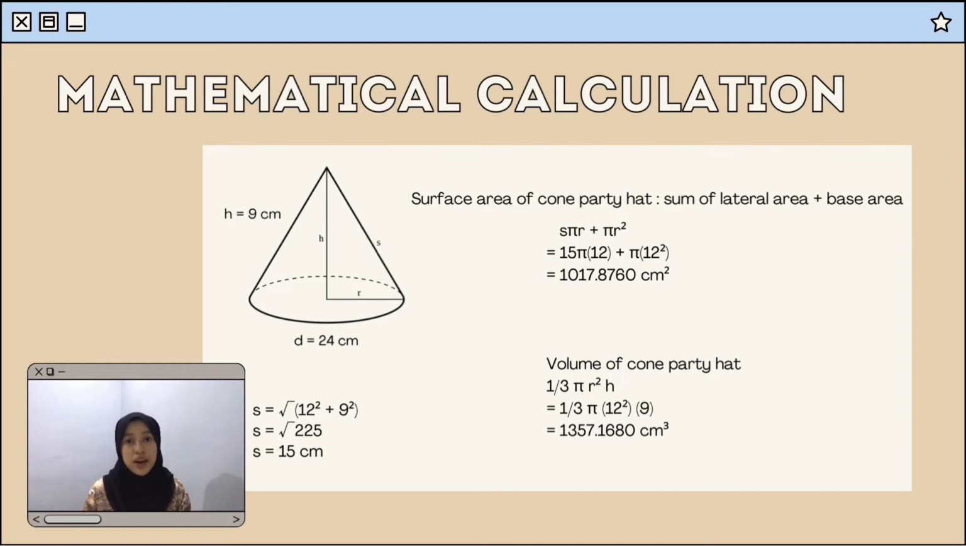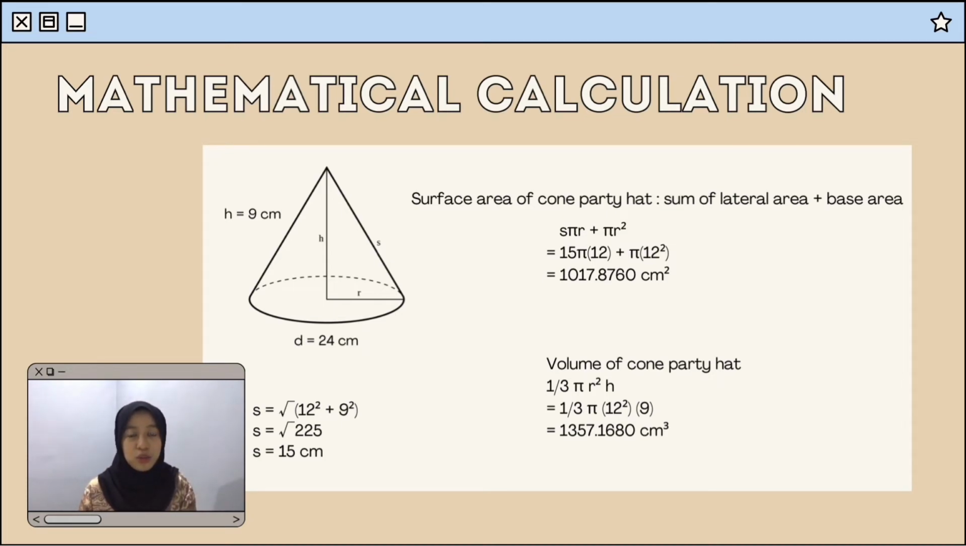After that, we apply slant height to the formula of the surface area, which is S equals pi r l plus pi r squared, equal to 15 pi multiplied with 12 plus pi multiplied with 12 squared. And the answer of the surface area of the cone party hat is 1017.8760 cm squared.